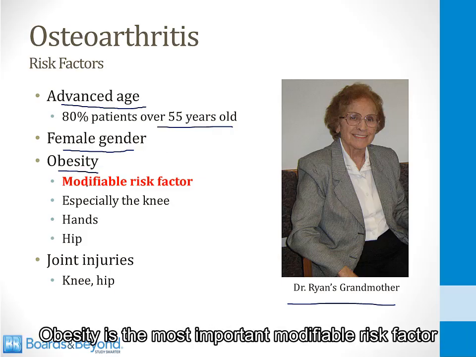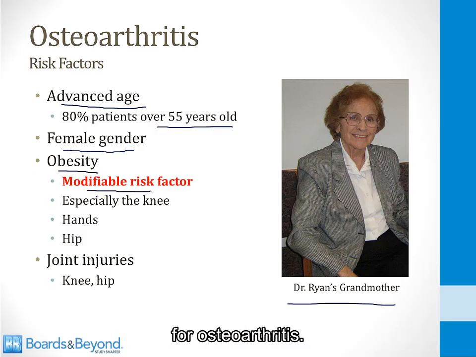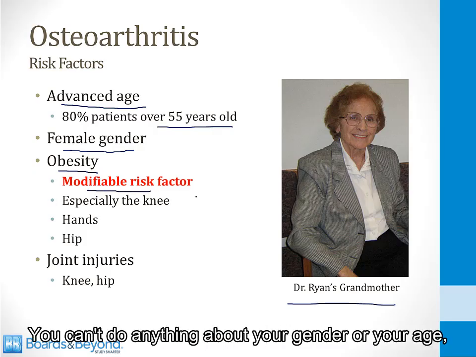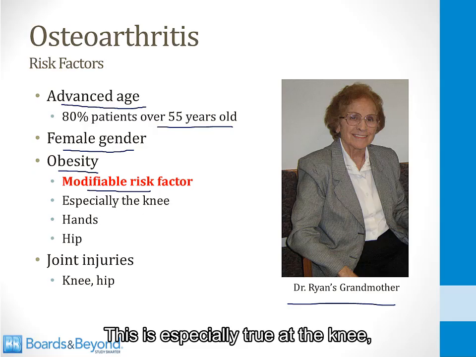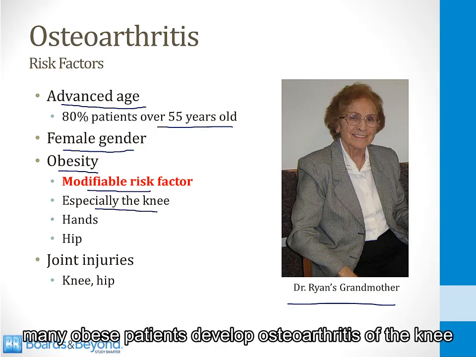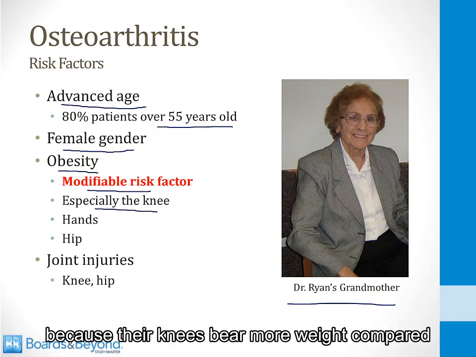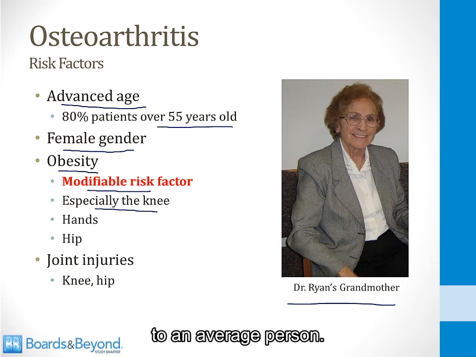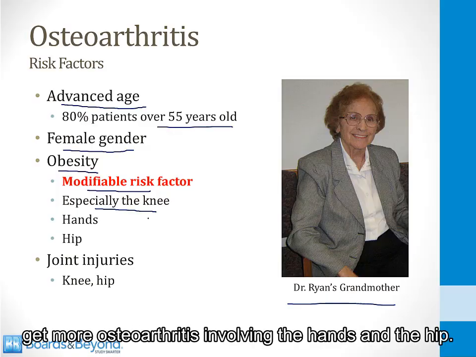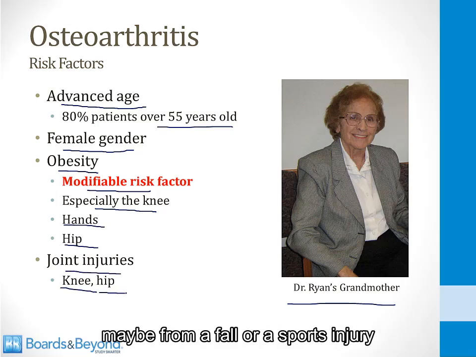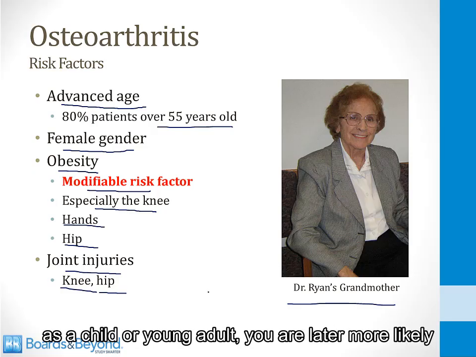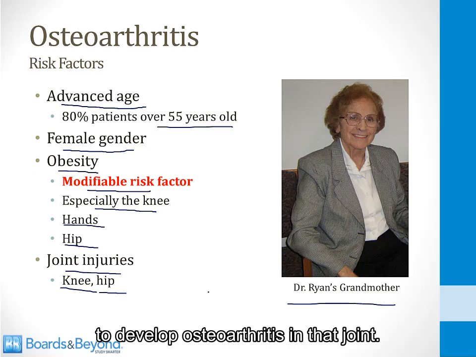Obesity is the most important modifiable risk factor for osteoarthritis. You can't do anything about your gender or your age, but you can control your weight, and if you do that, you're less likely to get osteoarthritis. This is especially true at the knee. Many obese patients develop osteoarthritis of the knee because their knees bear more weight compared to an average person. And in addition to the knee, obese people also get more osteoarthritis involving the hands and the hip. And then finally, if you've suffered a joint injury to a joint, for example, in the knee or the hip, maybe from a fall or a sports injury as a child or young adult, you are later more likely to develop osteoarthritis in that joint.